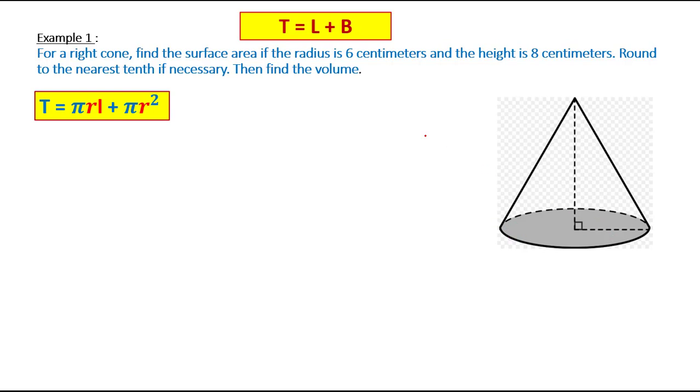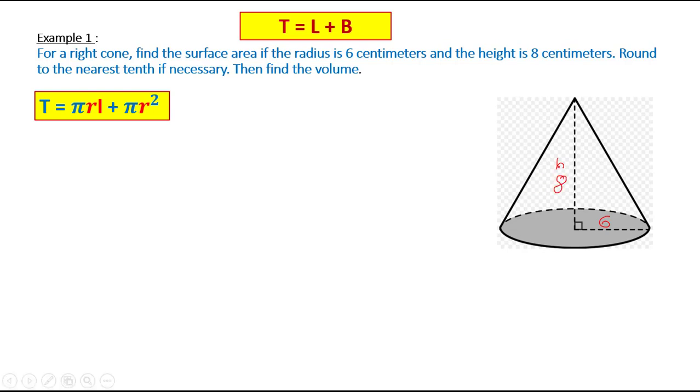Now, we want to find the total surface area of this cone and the volume of this cone. Now, he gave me here that the radius is equal to 6 centimeters, that the height of the cone, which means this height, since he didn't state that it's the lateral height, then it's this one, is equal to 8.